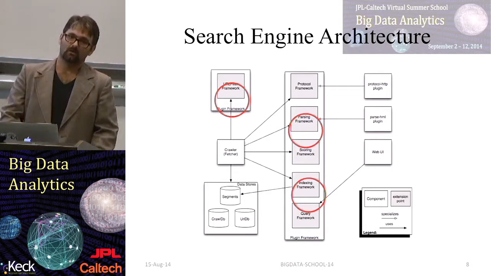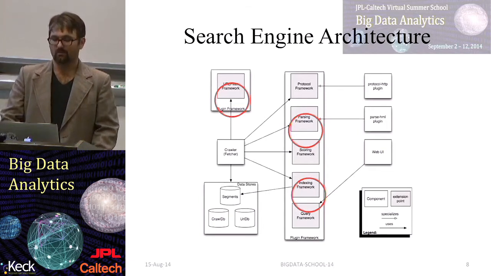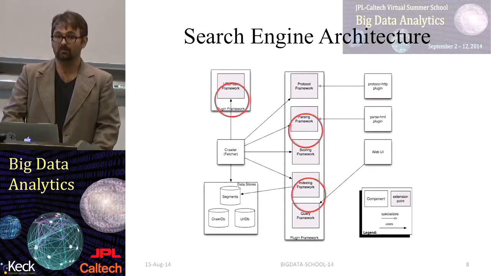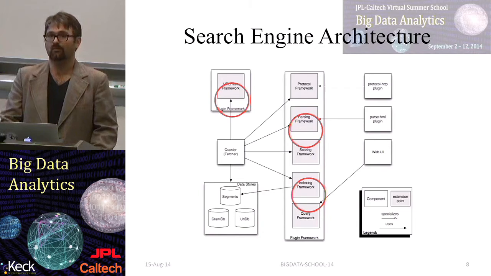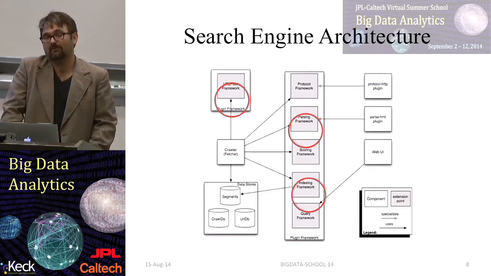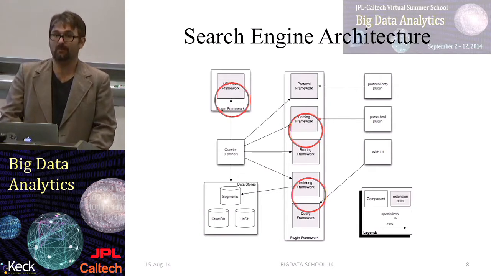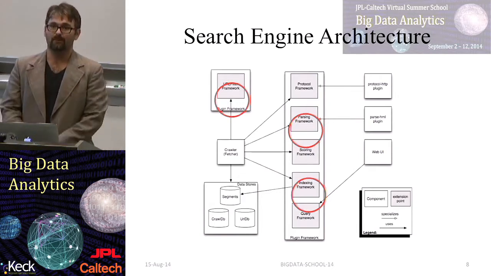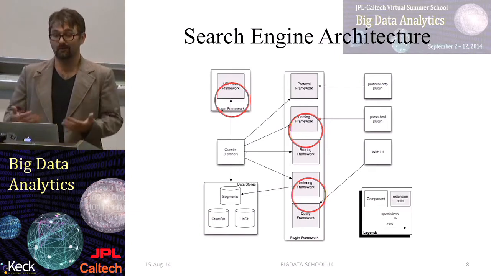This is the canonical search engine architecture. This is a representation of it from the Apache Nutch project. Nutch is an open source web search engine. It implements the architecture and anatomy, if you will, of a large-scale hypertextual web search engine as defined by Brin and Page in their canonical paper in Computer Networks and ISDN Systems on Google.